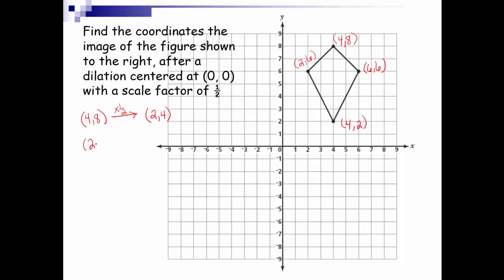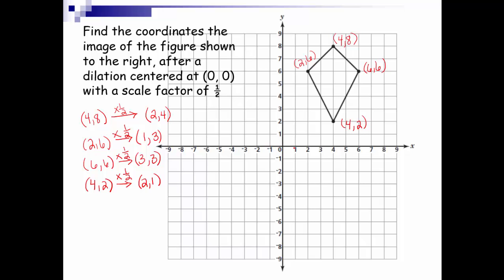Let's take a look at 2, 6. If we're given a scale factor of 1/2, you're going to multiply each coordinate by 1/2. What's half of 2? It's 1. What's half of 6? 3. Now 6, 6. Again, as soon as you know your scale factor is 1/2, you're just multiplying each x coordinate and each y coordinate by 1/2. Half of 6 is 3. Half of 6 is 3. And finally, if I have 4, 2, and I multiply each of those coordinates by 1/2, half of 4 is 2, half of 2 is 1, and I'm ready to plot my new figure.